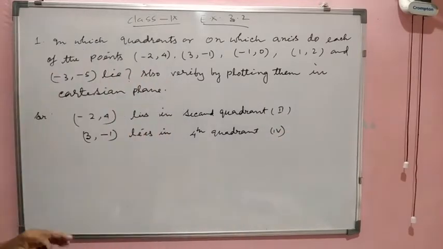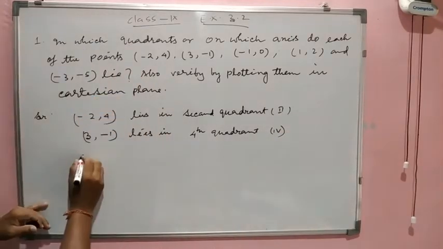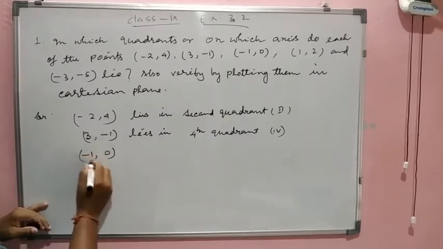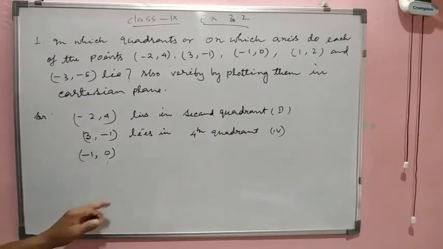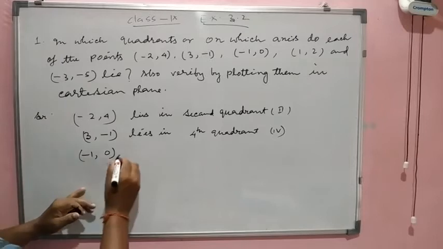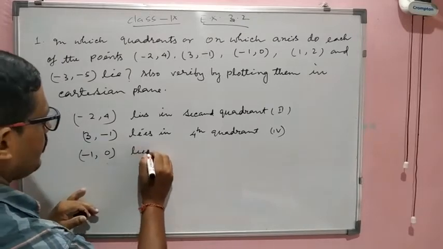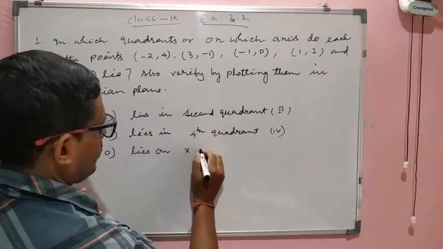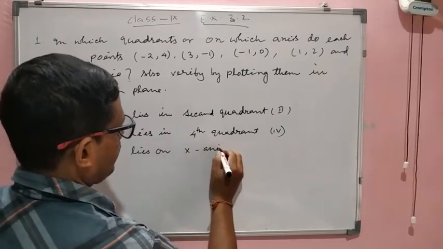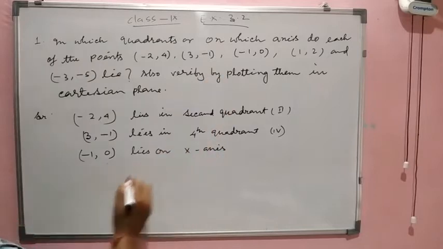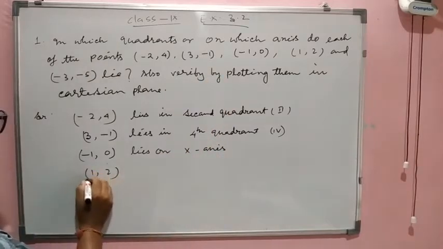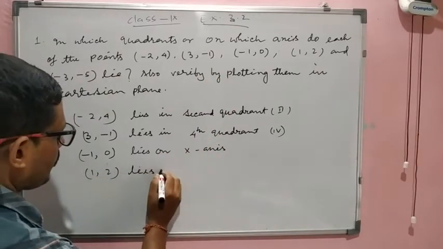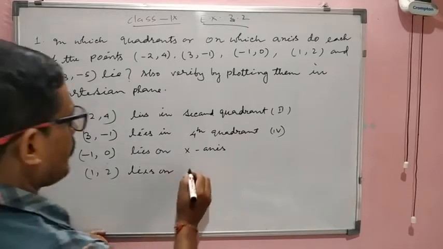Then (-1, 0): here the y-coordinate is 0, so definitely it lies on the x-axis. Then (1, 2) lies in the first quadrant.